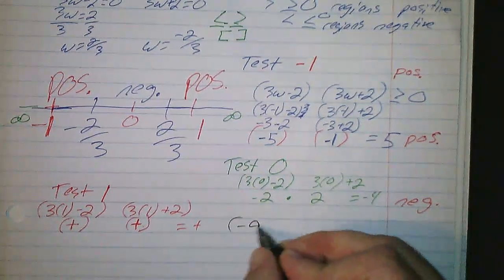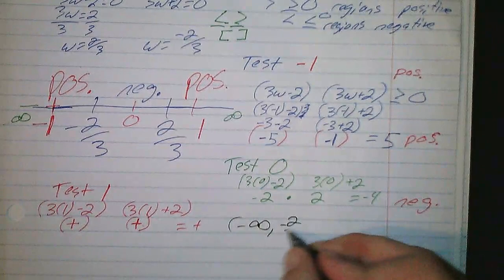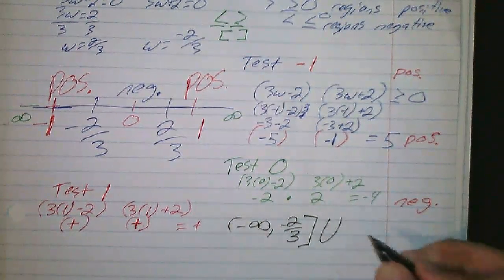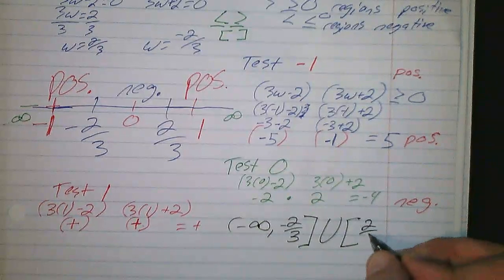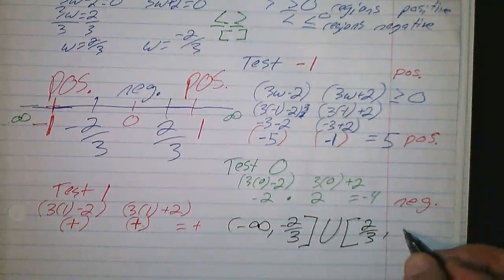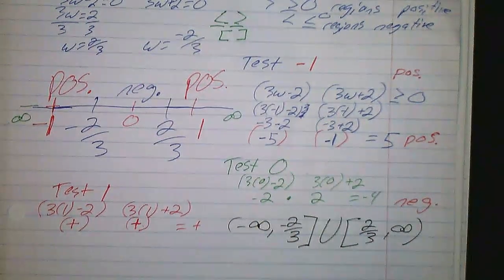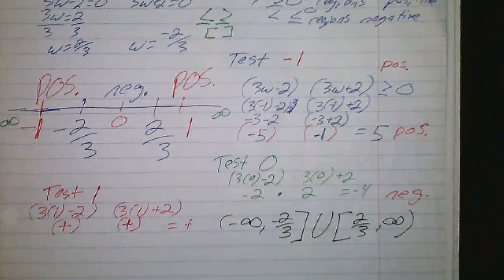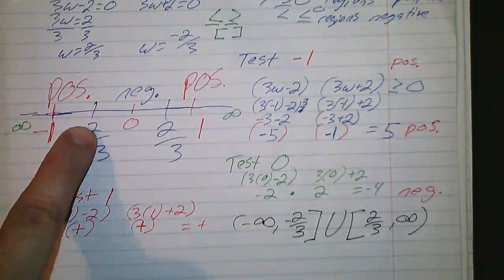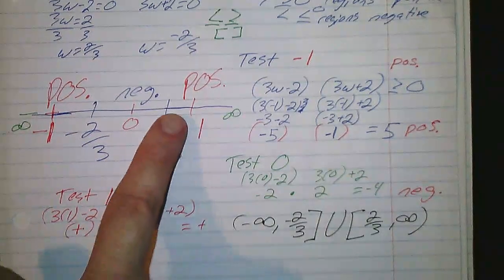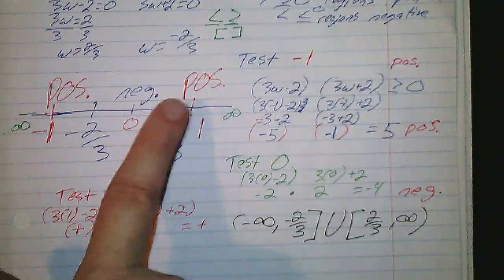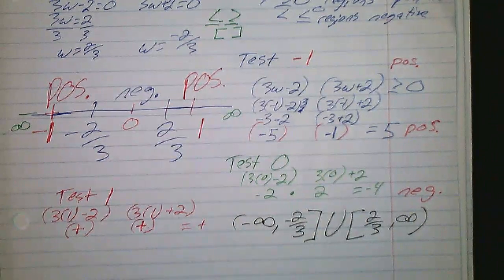is that we are positive from negative infinity to negative 2/3 with a bracket, unioned with positive 2/3 to infinity. The infinities always get parentheses. These are the regions from negative infinity to negative 2/3, and then it picks back up again above the x-axis from 2/3 to infinity.